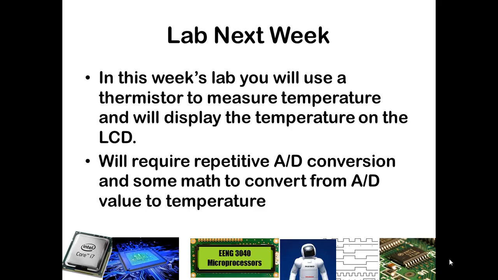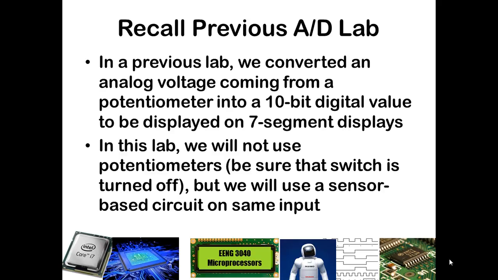You're going to have to do repeated analog to digital conversions, so you're going to be reading the analog value coming off of this circuit and then updating the display, so that as the temperature may change around the thermistor, you are updating the display with the current temperature value.